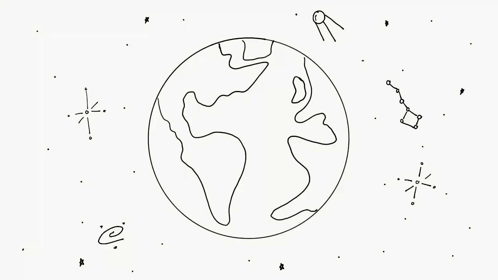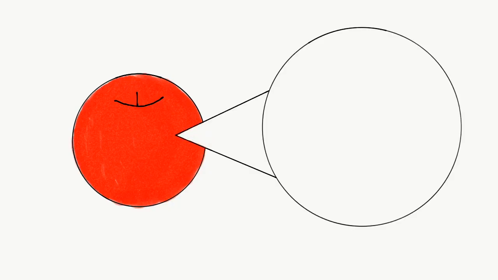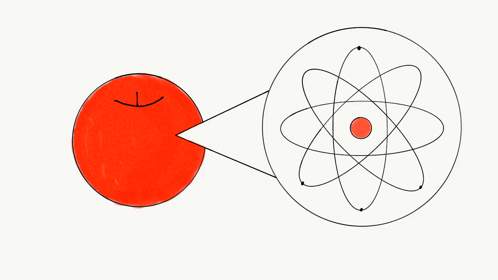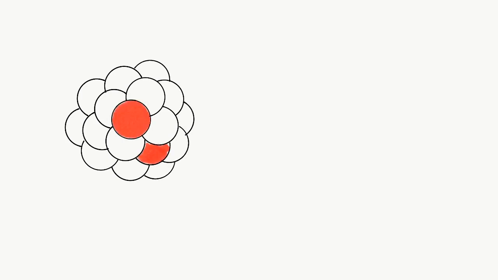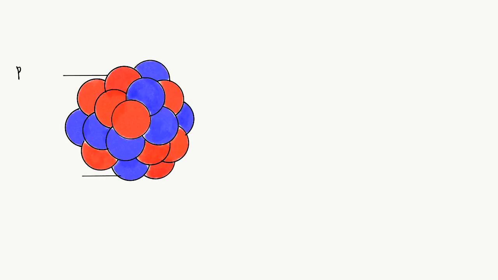What are things exactly made of? What are the basic fundamental constituents making up everything in the world around us? Let's look at an apple, for example. An apple is made up of tiny atoms. Every atom is made up of electrons orbiting a nucleus. The nucleus is further made up of tiny particles called protons and neutrons.